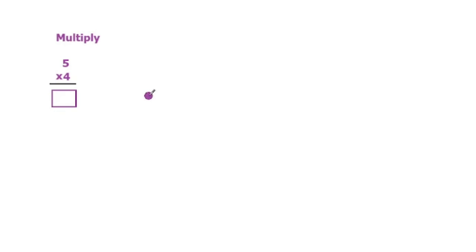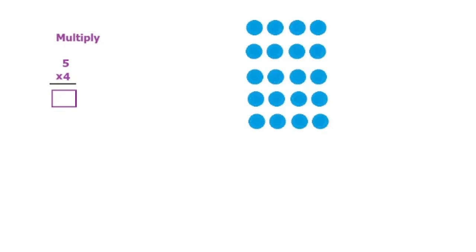So you would have an array. An array is rows of like dots, and then in the 5 rows, you would have 4 dots. And then how many dots would that be in total? So it would look something like this. So you have 5 rows of 4 dots. So if you count up all the dots, you're going to see that that equals 20.